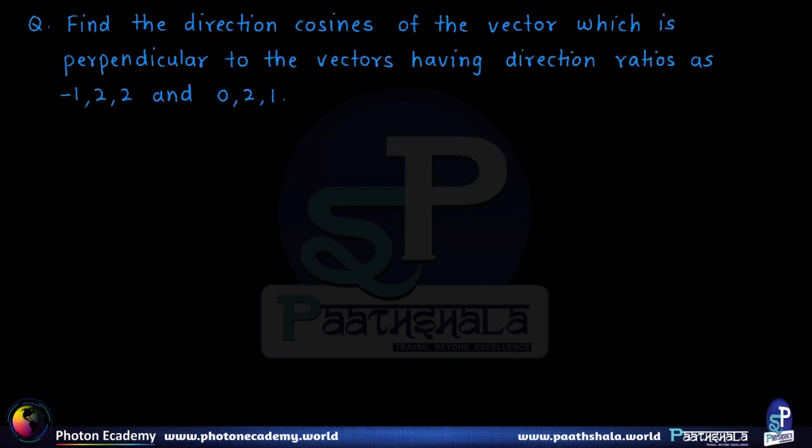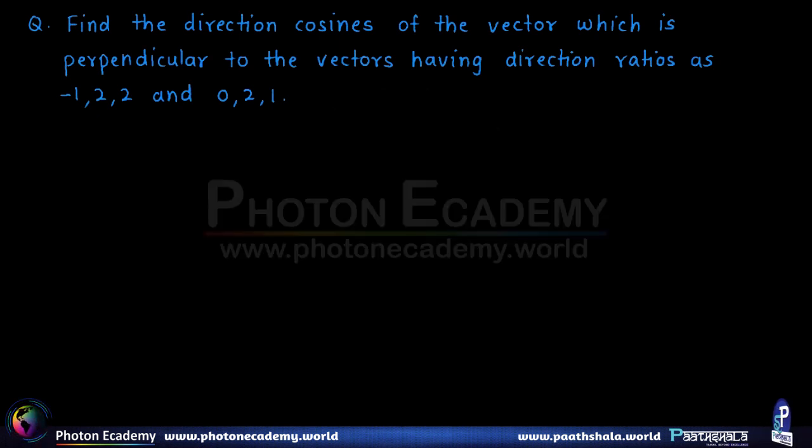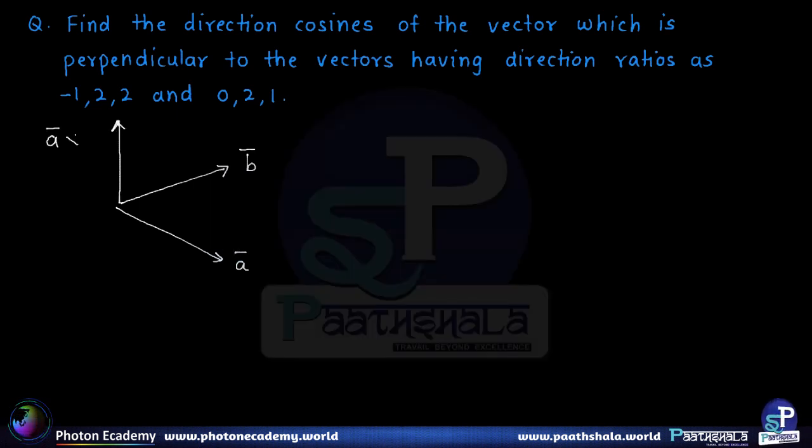Find direction cosines of the vector which is perpendicular to the vectors having direction ratios as -1, 2, 2 and 0, 2, 1. So now if we consider two vectors, say A bar and B bar, let us ask the question: which direction is perpendicular to both of these vectors? We know that clearly it is the vector in the direction of their cross product, because if you remember or recollect the cross product, that vector is perpendicular to both of the vectors A bar and B bar.